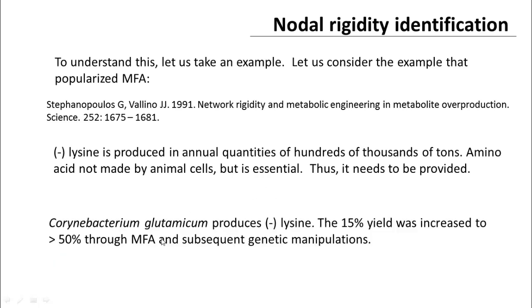Corynebacterium glutamicum, which is an organism, produces L-lysine. The yield when this was being produced was only about 15%. And this 15% was increased more than threefold, to greater than 50%, through metabolic flux analysis. You see the power here? 15% has gone to 50% through metabolic flux analysis and subsequent genetic manipulations. See, metabolic flux analysis gives you directions. Based on that, you need to modify the organism genetically, and then in this case it produced more than threefold yield.